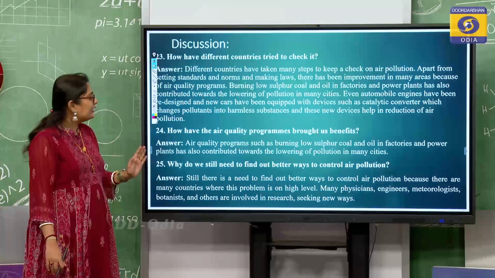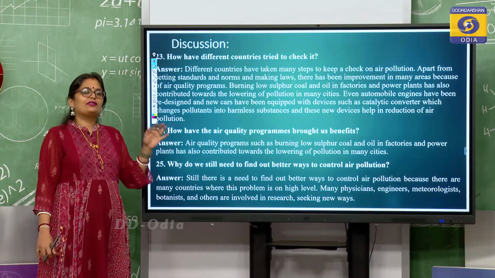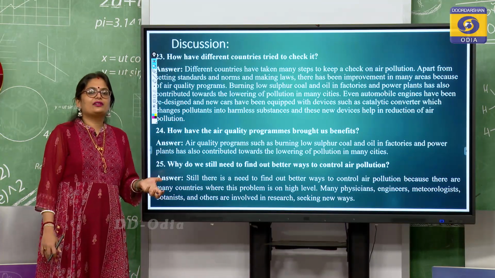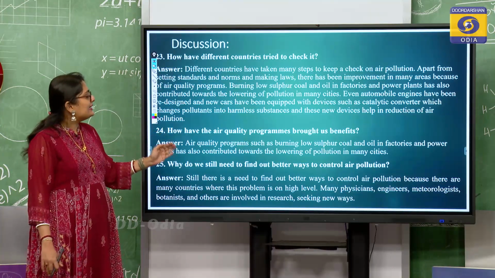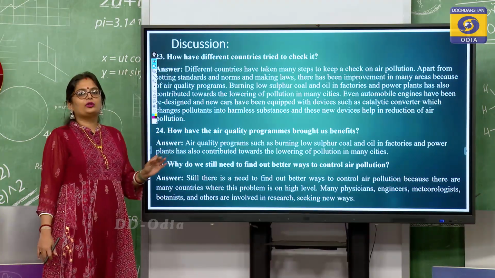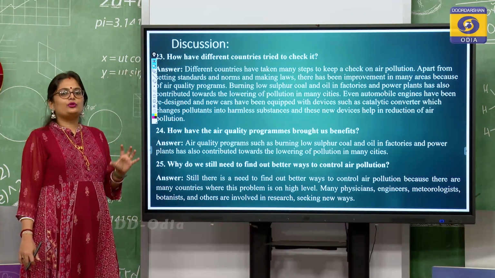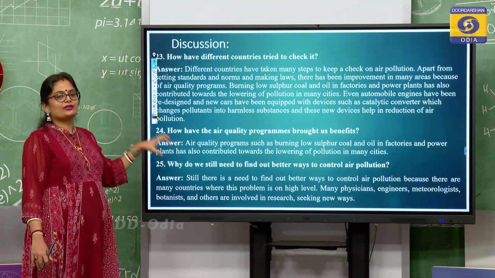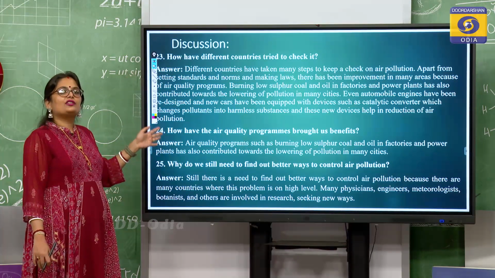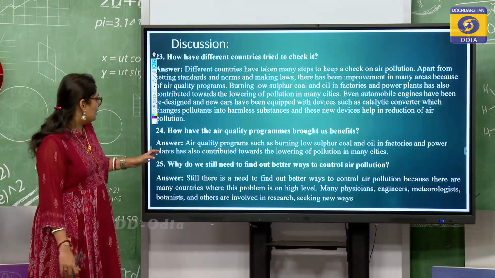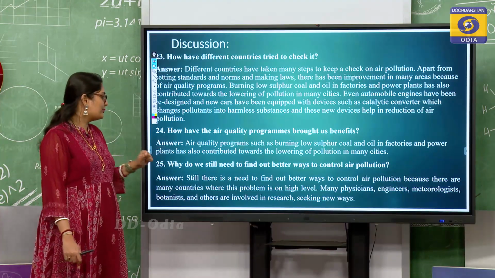Why do we still need to find out better ways to control air pollution? What is the need? We have discussed so many ways. We have discussed what different countries are doing. But why do we still need to find a better way to control air pollution? Children, I want to repeat time and again, those of you who have doubts in these particular questions, please make it a point to note down the answers so that during your exams it will be easy for you to revise. So, why do we still need a better strategy? Let's see what the answer to this question should be.